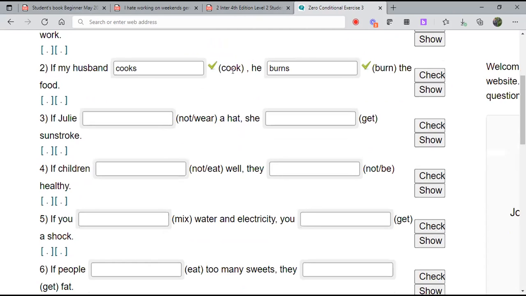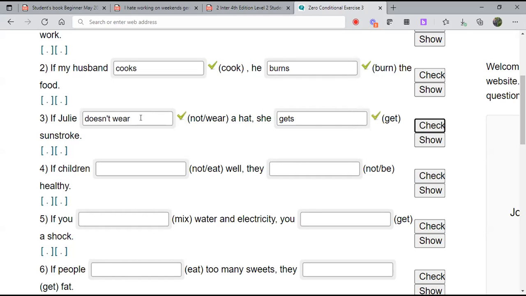Thank you so much. The next one, number three, who's going to help us is Miss Carmen Hernandez, please. If Julie doesn't. All right, doesn't, the word wear. You have to use a word. Doesn't wear a hat, she gets sunstruck. She gets sunstruck, correct. Let's check it out. That's perfect, thank you so much.